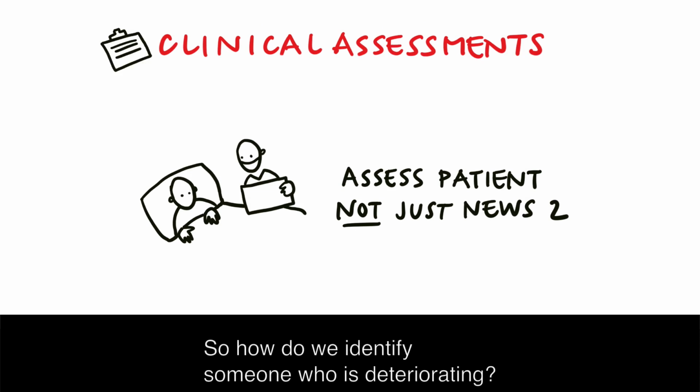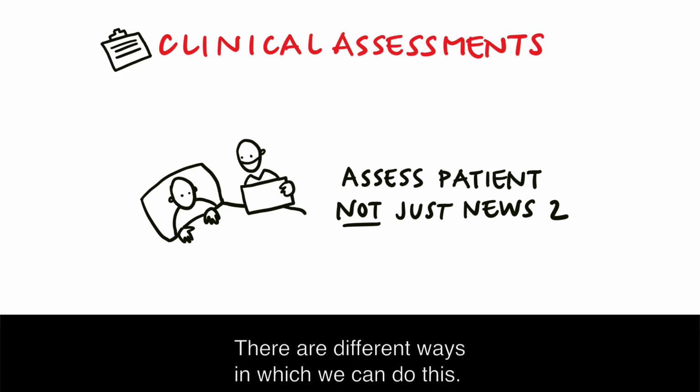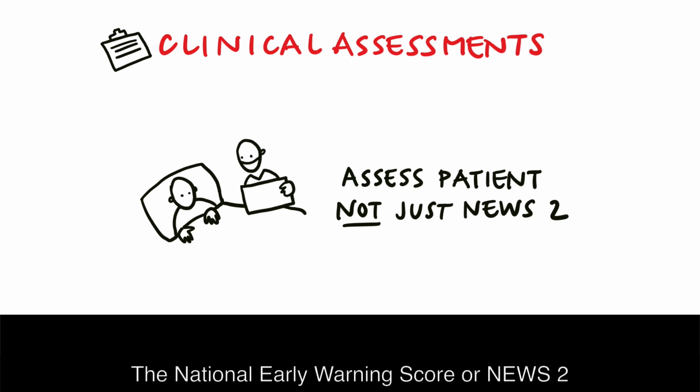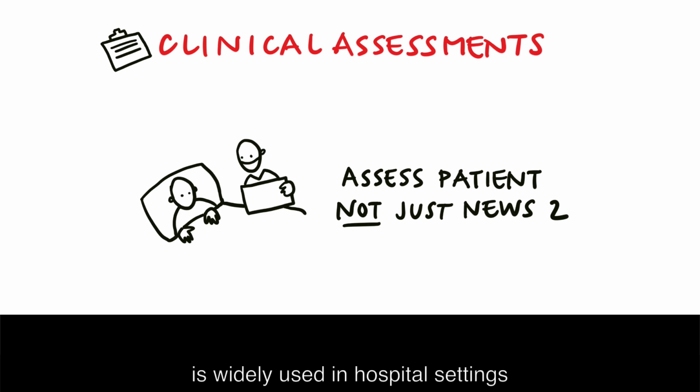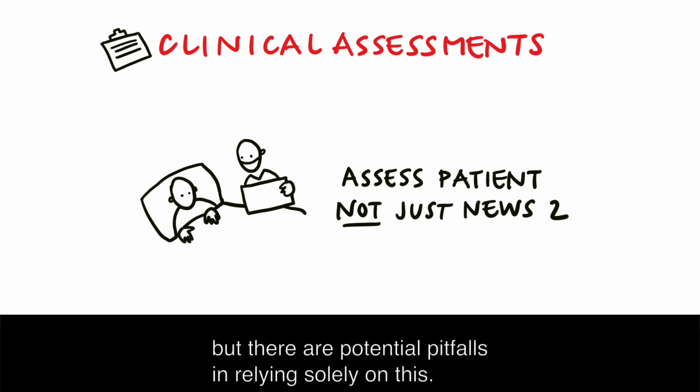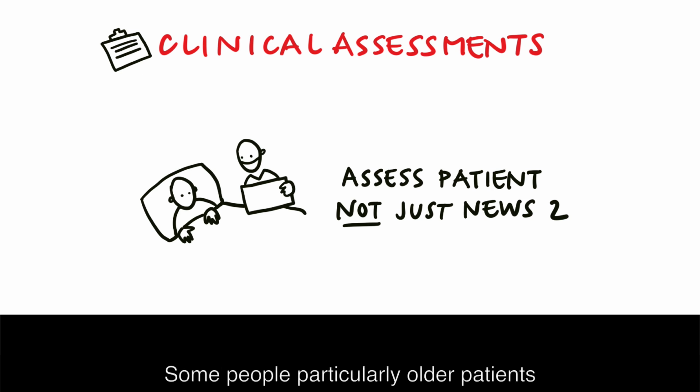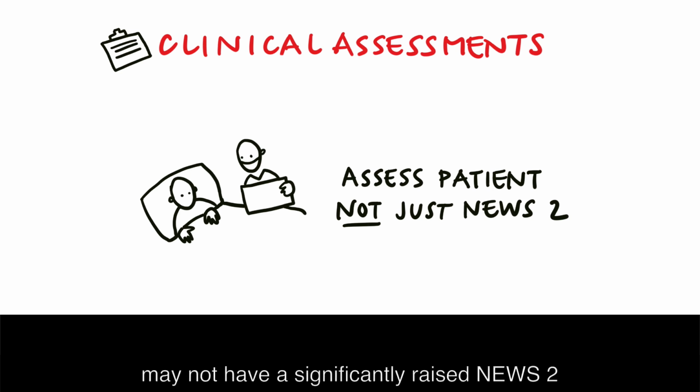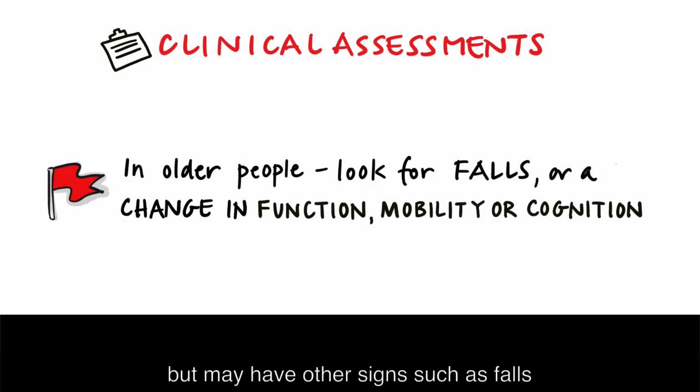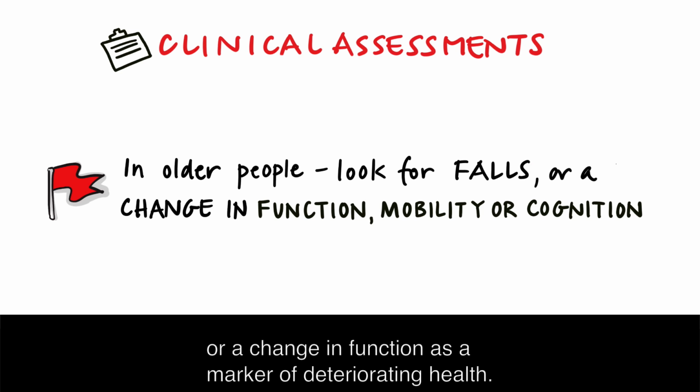So how do we identify if someone is deteriorating? There are different ways in which we can do this. The National Early Warning Score, or NEWS2, is widely used in hospital settings to identify a change in condition, but there are potential pitfalls in relying solely on this. Some people, particularly older patients, may not have a significantly raised NEWS2, but may have other signs such as falls or a change in function as a marker of deteriorating health.